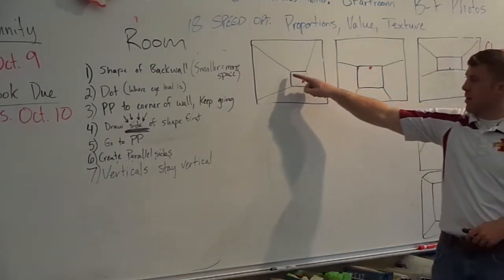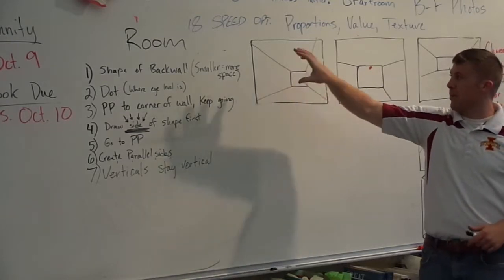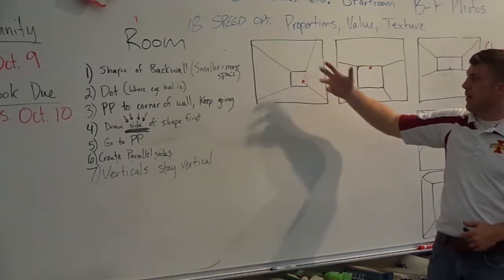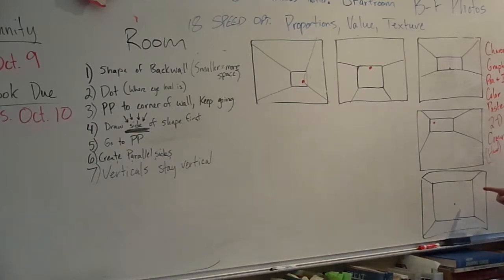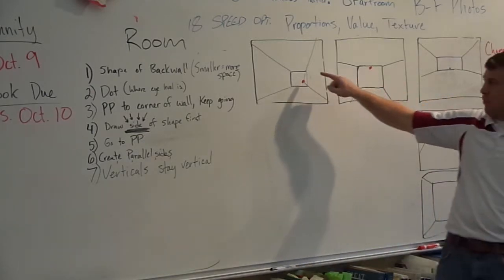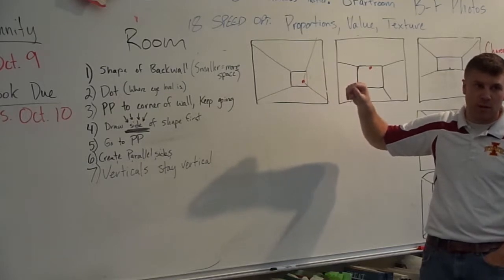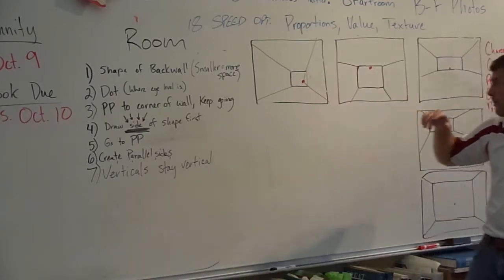For instance, here's my shape. I have quite a bit of room on each side. If I were to do something different, such as this back wall, see how big this is? I don't have a lot of room. Don't have a lot of space. And so, what you probably want to do is create a smaller one at first, so that way you have a little more room to work with.